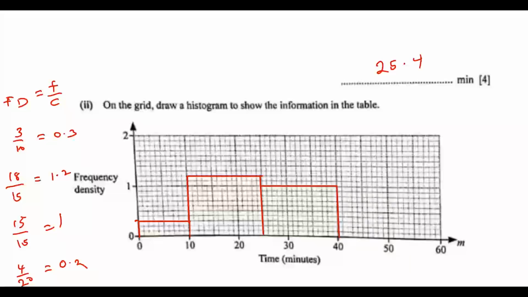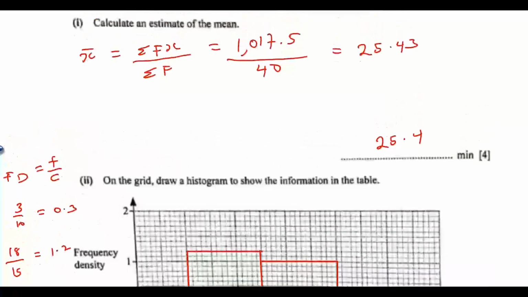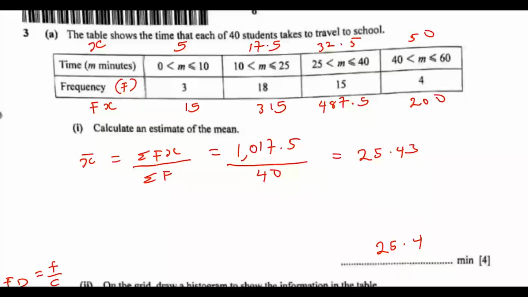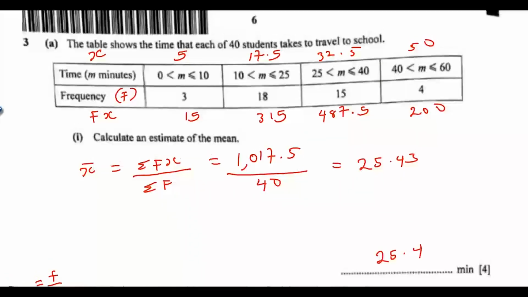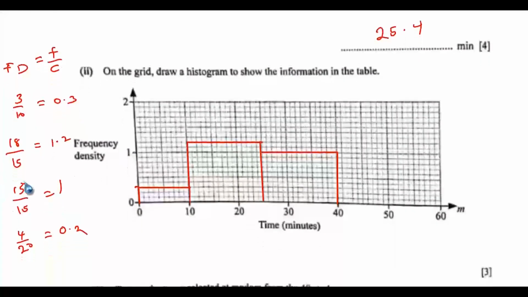Okay, and the last one, when the frequency density is 0.2, the class interval is from 40 to 60. 40 to 60, frequency density is 0.2. So you have something like this.